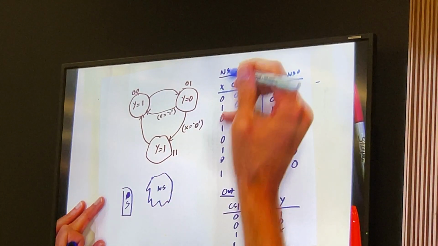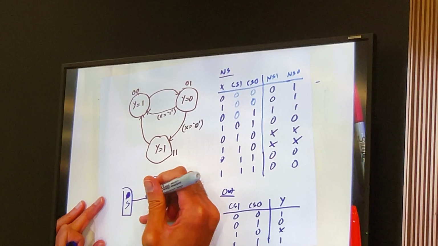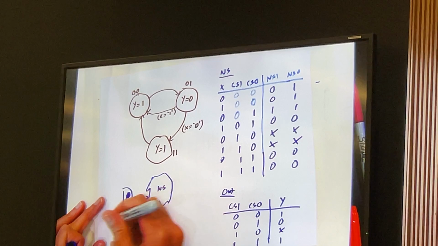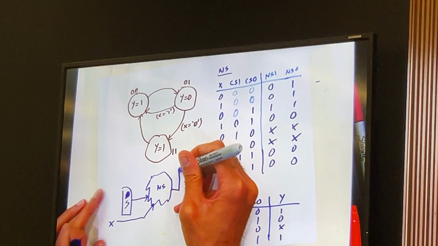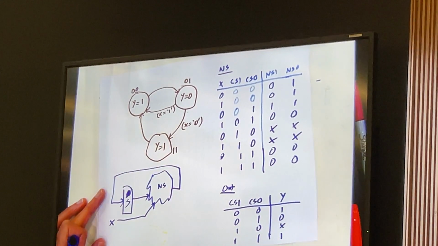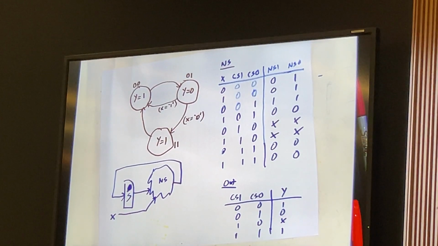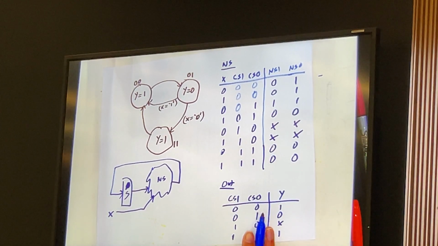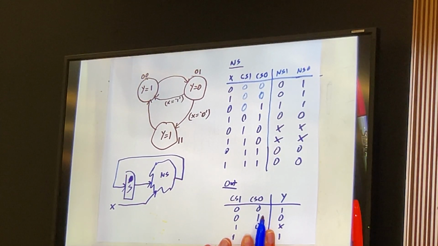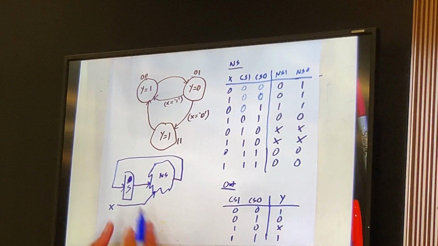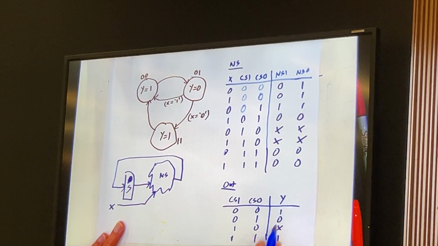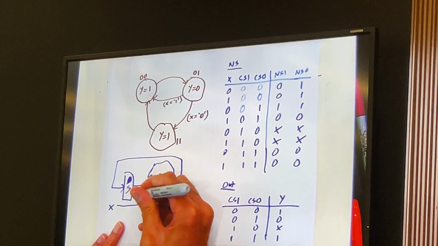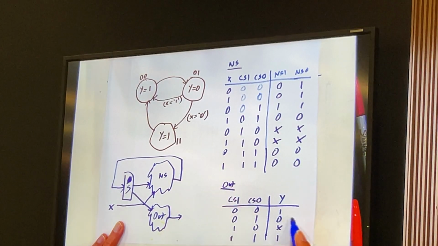So this is the next state function. The current state goes into there. X goes into there. And then at the next rising edge, you change to the next state. You know how to make Karnaugh maps for this. Output: another Karnaugh map. Based on the current state, you have some output. What is the output? The output's Y.